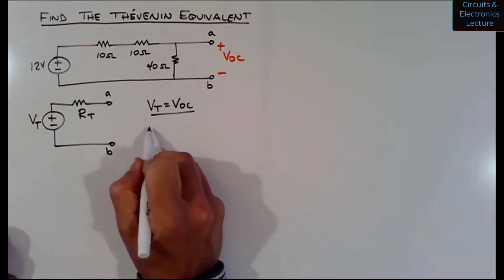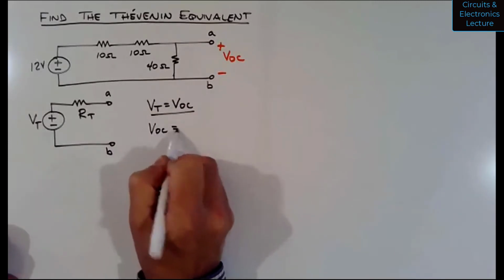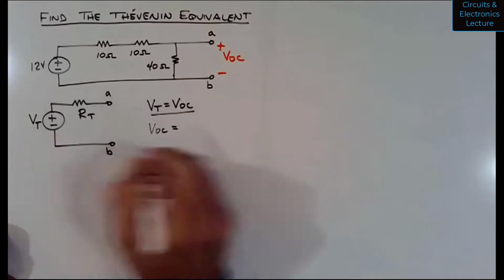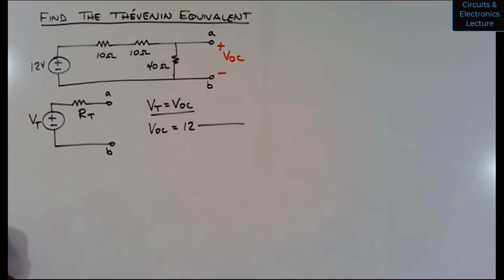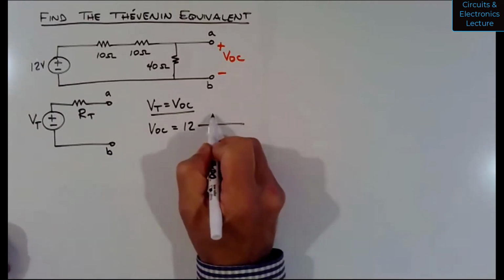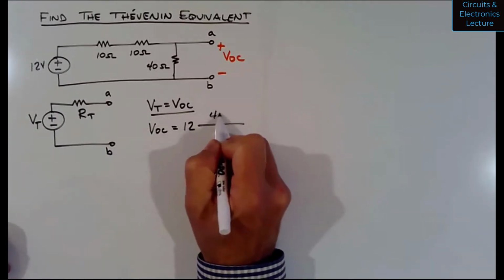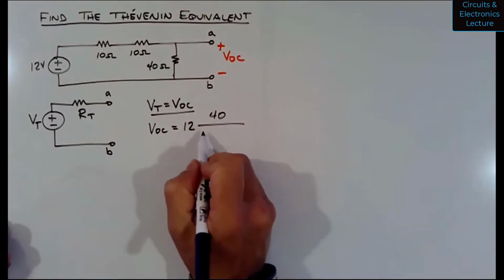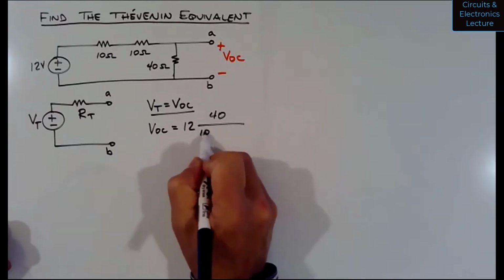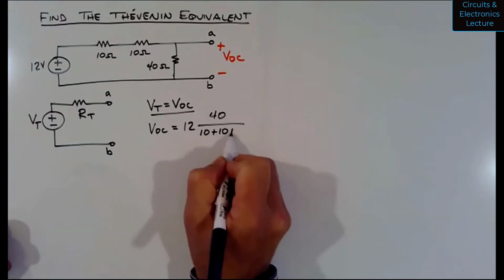So I can say that VOC equals, let's see, the pattern is this. It's the voltage across the series set of resistors times, on the top of this fraction, the resistance across which you're trying to find the voltage, and on the bottom is the sum of all the series resistors.